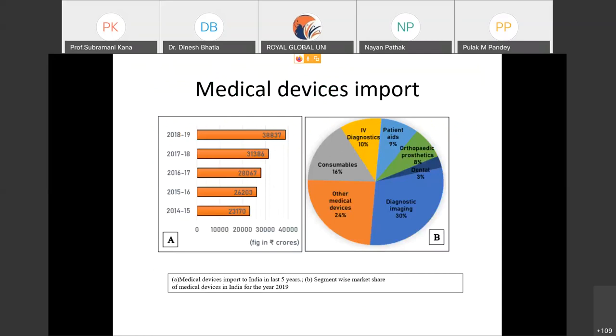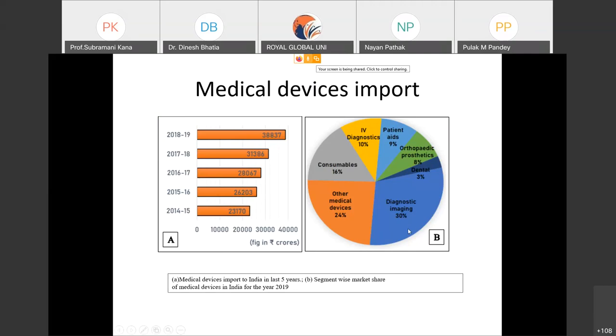And why we wanted to work on that? Before that, I just thought of giving a small background. This is part of our medical device import. You just see here, in 2014-15, about 23,000 crore was spent on importing devices, and recently, up to 2018-19 statistical data, about 39,000 crore has been spent for importing biomedical devices.